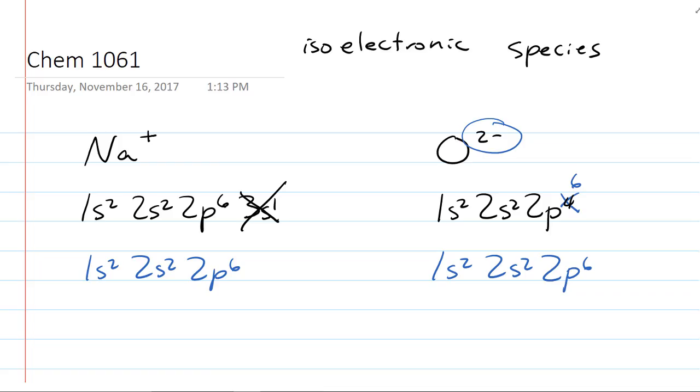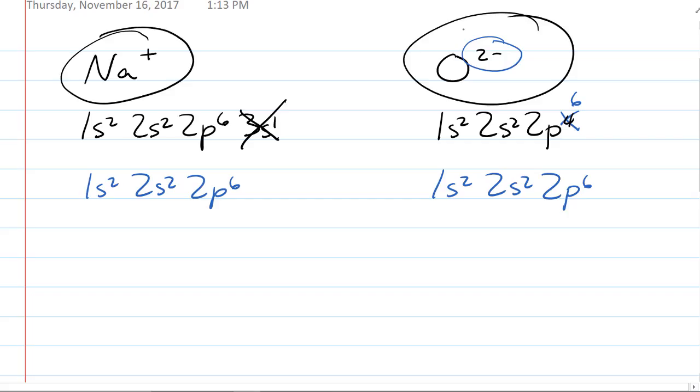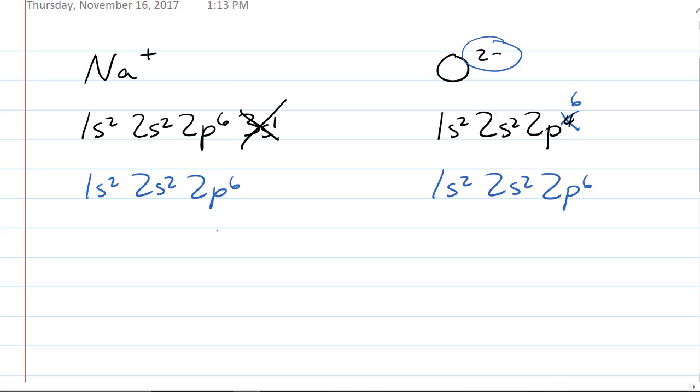So now, here's what I'd like for you to do with these. First of all, let's determine the effective nuclear charge on these ions. So find the effective nuclear charge of the sodium ion. And when I say the effective nuclear charge, this would be the effective nuclear charge experienced by valence electrons in each one of these. And remember now that these are the valence electrons for the sodium ion. These are the valence electrons for the oxide ion.